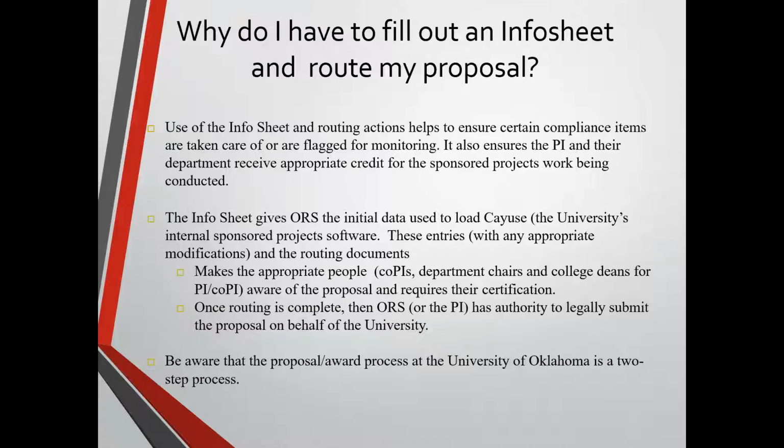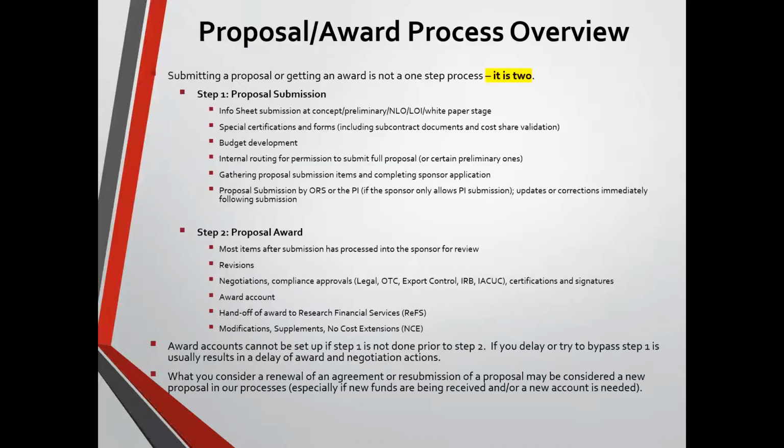When the routing is finished, that is what gives ORS or the PI the actual authority to legally submit an official submission on behalf of the university. So I wanted to make it clear that the proposal and award process at OU is actually a two-step process. The first step is the proposal submission, which includes the routing. The second step is the award negotiations, any revisions that are done, and the award account setup. An award account can't be set up if the first step isn't done. And it's usually a lot less trouble if we do the steps in order than if we're trying to catch up on something that's already been submitted at the actual award stage.